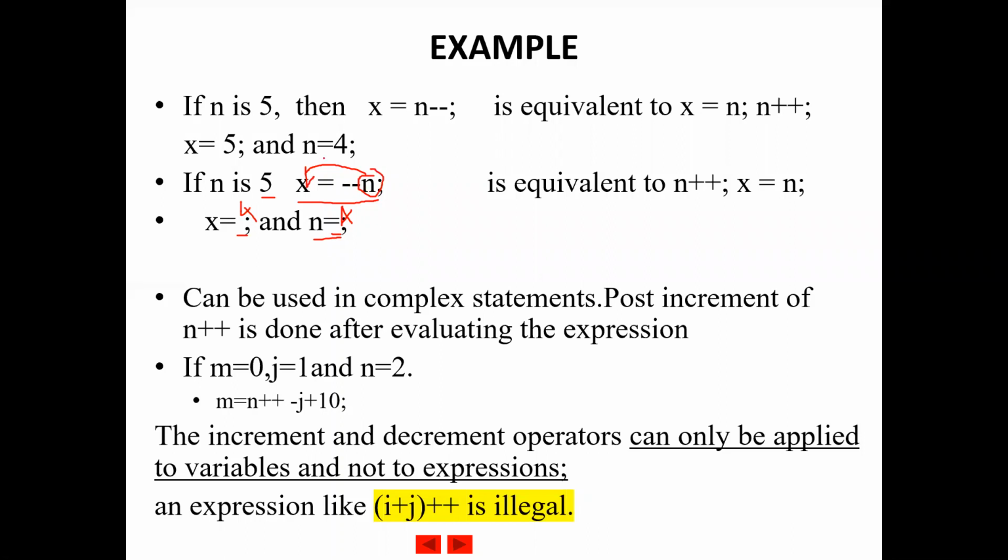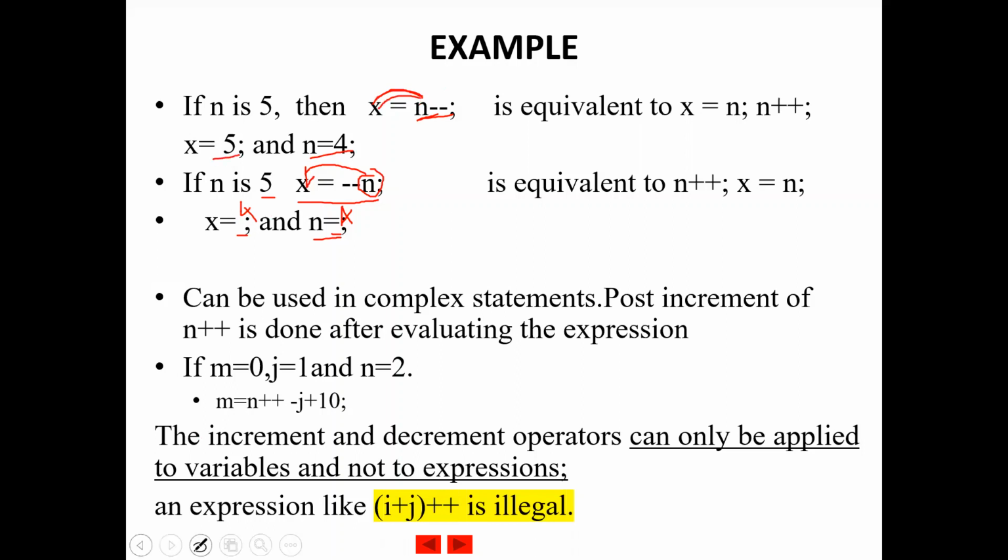That is the only difference. Here, the first step is assignment because N equal to 5. It will assign the current value of N to X. Then it will decrement the value of N because it is coming as a postfix. So first it will assign and then it will decrement. So N value will be decremented, and that's why we are getting N equal to 4. But initially, as we assigned the current value of N, X value will be 5.